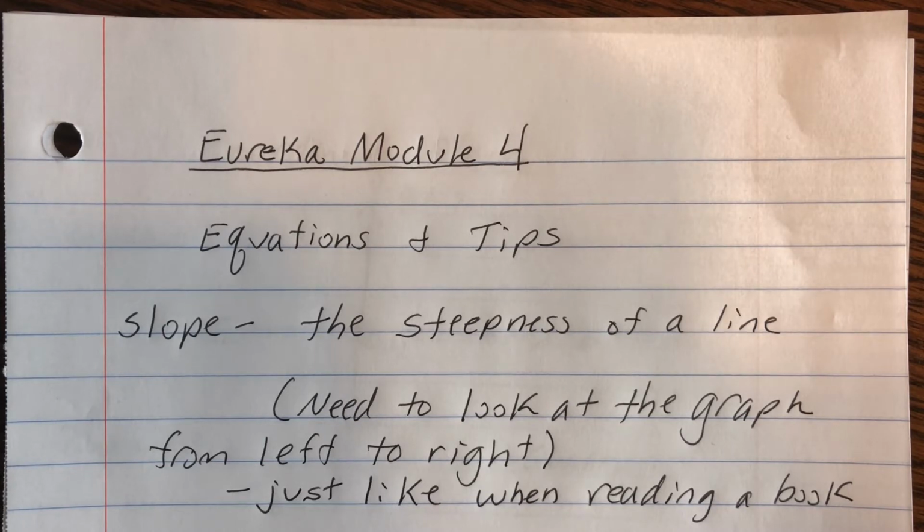The first thing I want to remind you is that the mathematical definition of slope is the steepness of a line, and we talked about that in class. And remember, when you look at the graph, you need to look at it from the left side to the right side, just like you do when you read a book. That will give you a frame of reference for determining if the line is rising, going up from the left to the right, like when you're climbing up a mountain, or whether the line is going downhill from left to right, like if you're going down a roller coaster. So that's really important for you.